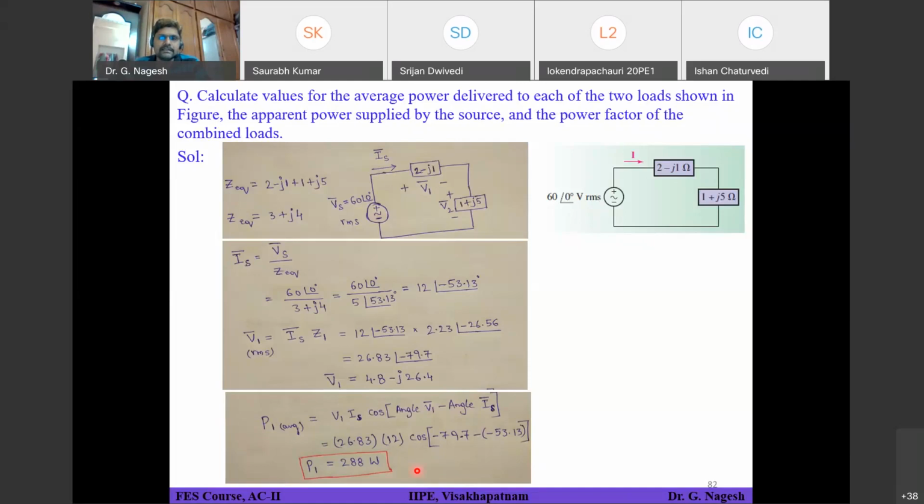You have to calculate the voltage across 1 plus J5 ohms first. Current will anyway remain the same as what you have already calculated. Then it will be V2 into IS into cos of angle of V2 minus angle of IS. That you have to do. I don't think it will be 651. Check one more time.